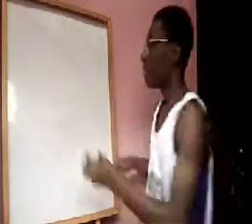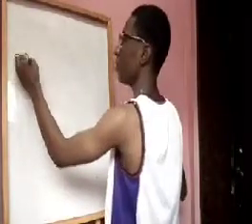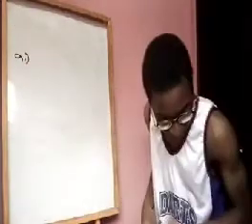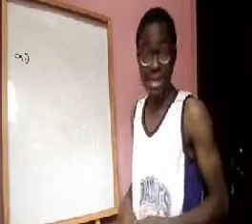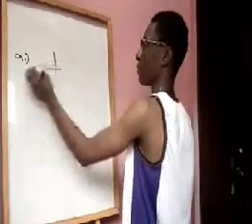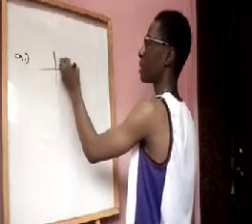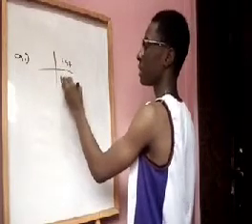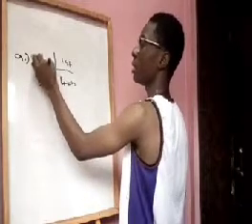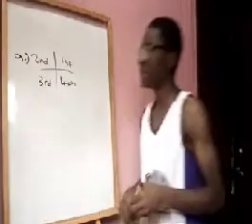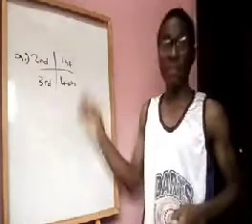So for the first one, I'll give an example of the first and the third. For the first, we have 60 degrees. Now let's draw our four quadrants. This is the first quadrant, this is the fourth quadrant, this is the third quadrant, and this is the second quadrant.